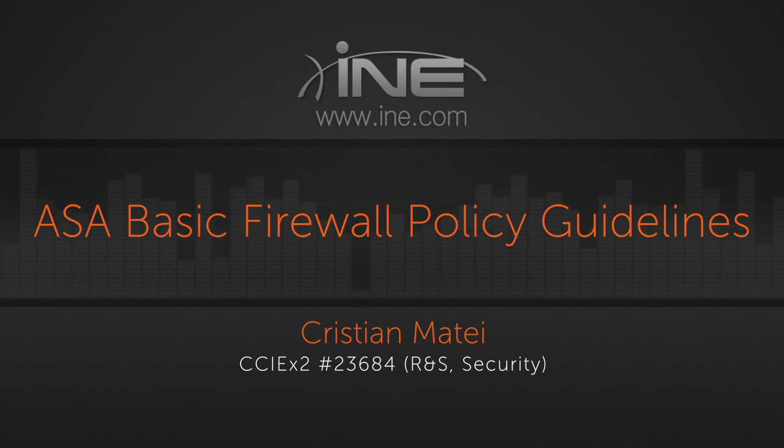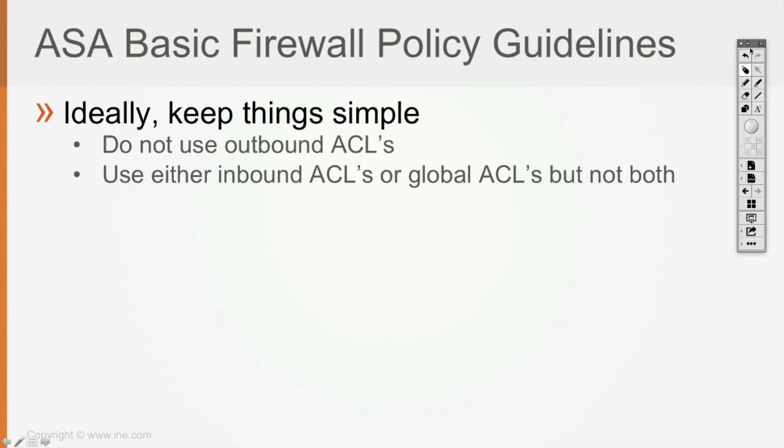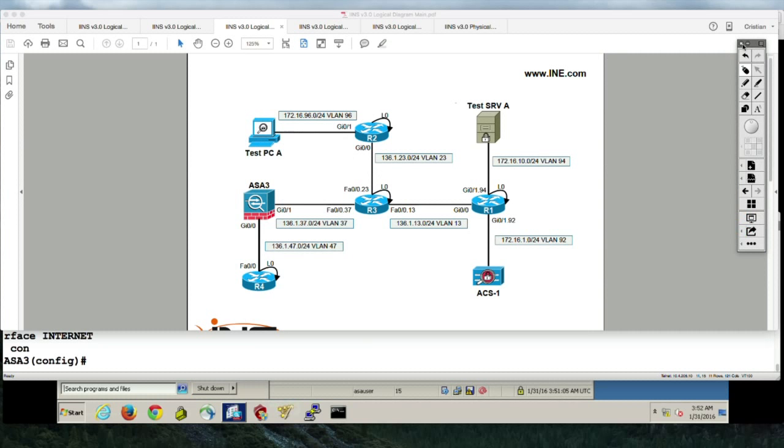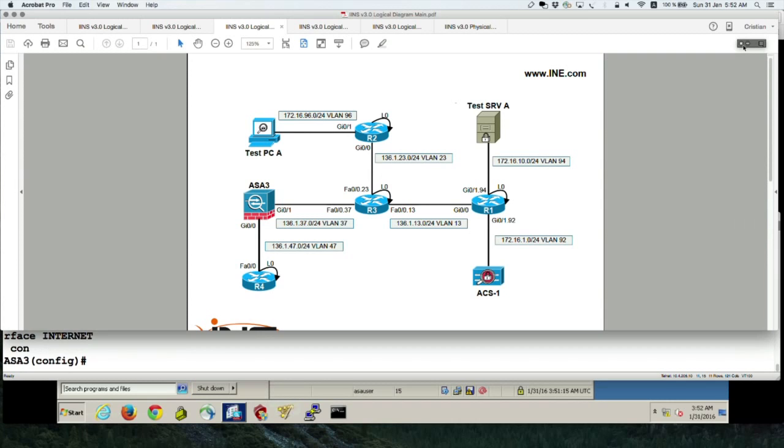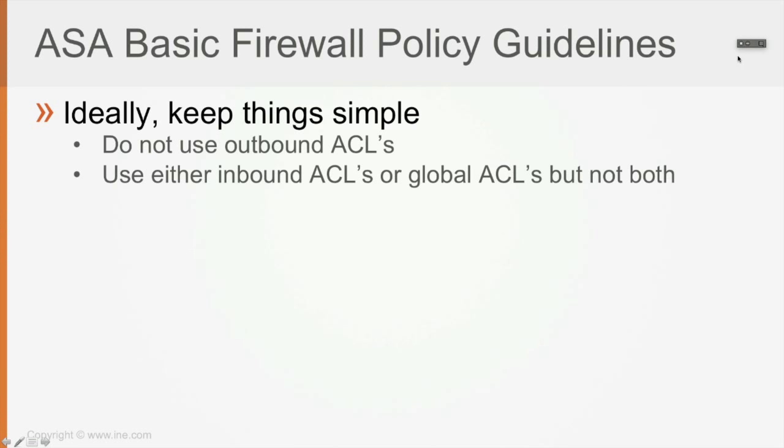And ideally, just some guidelines. So in a production network, if we can speak about some guidelines at the CCNA level, ideally keep things simple, as you know. Do not use outbound ACLs because they pretty much don't make sense in most use cases. Use either inbound ACLs or global ACLs, but not both. There are some use cases again when both of them make sense, but generally not. So decide if you want to use an inbound ACL or a global ACL.